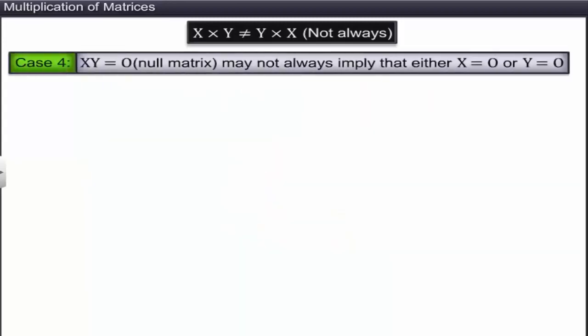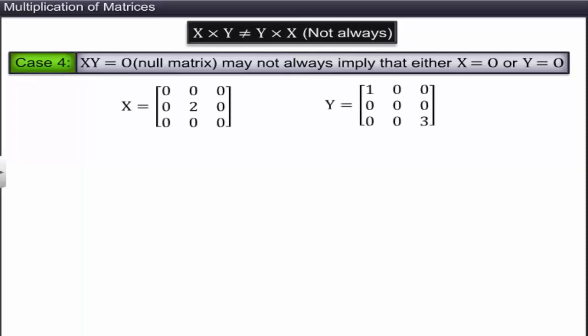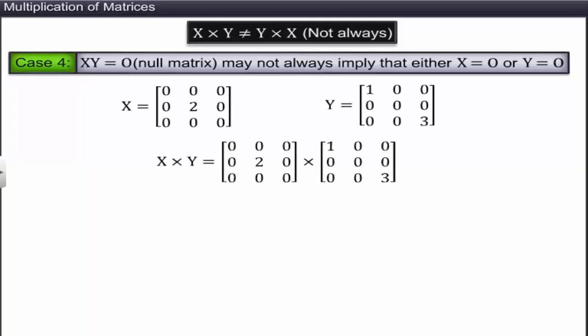Next, we will move to the case where the product of any two matrices is equal to a zero matrix. This does not always imply that either X is a null matrix or Y is a null matrix. Let's verify using an example. The product of these two matrices is a null matrix. We can observe that though matrices X and Y are not zero matrices, XY is a zero matrix.